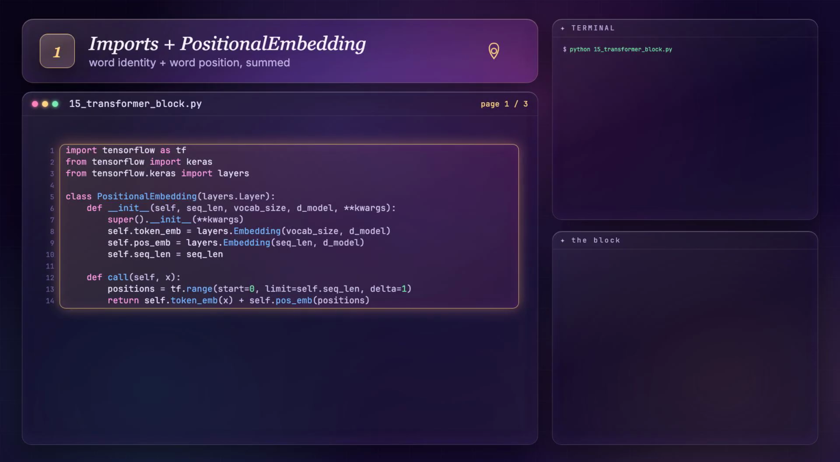Imports first, tf Keras layers, then our positional embedding layer. It holds 2 embeddings, one for the token, the word, and one for the position. In call, we make a range 0 to 200, look up a position vector for each slot and add it to the token embedding, word identity plus word location summed. That's positional encoding, the learned version.